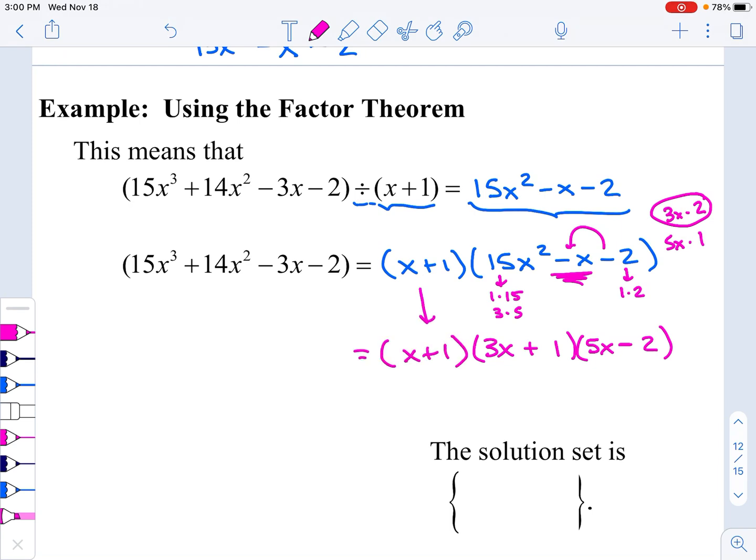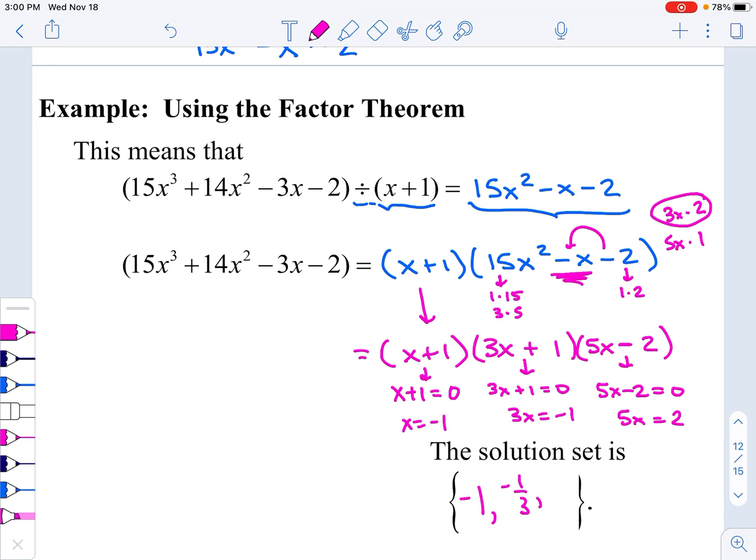Now we have 3 factors, and we set each factor equal to 0. So x plus 1 equals 0, which means that x is equal to -1. We already knew that solution. They gave it to us. Our 3x plus 1, we set that equal to 0. That means 3x is equal to -1, which means we have -1/3. And we set our last piece equal to 0. 5x minus 2 equals 0. That means 5x is equal to 2. Dividing by 5 leaves us with 2/5.